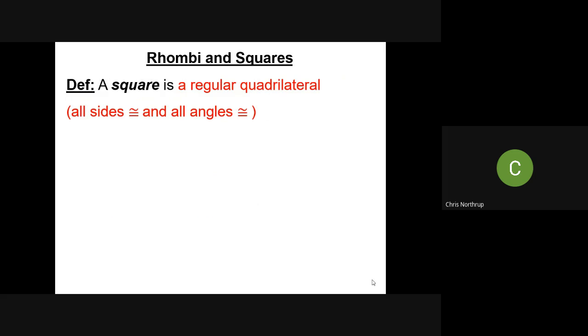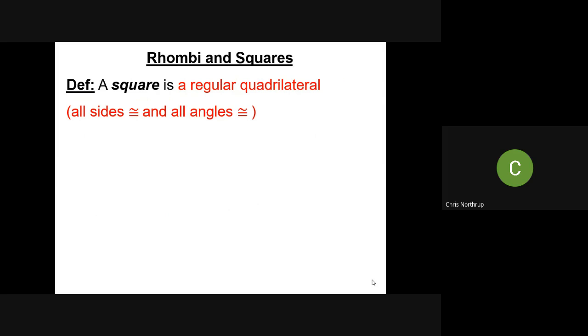The last definition here is for a square. So a square is simply a regular quadrilateral. That means that all sides are congruent and all angles are congruent. You all know what squares look like. What that's going to tell us is all of the angles are going to be 90 degrees.